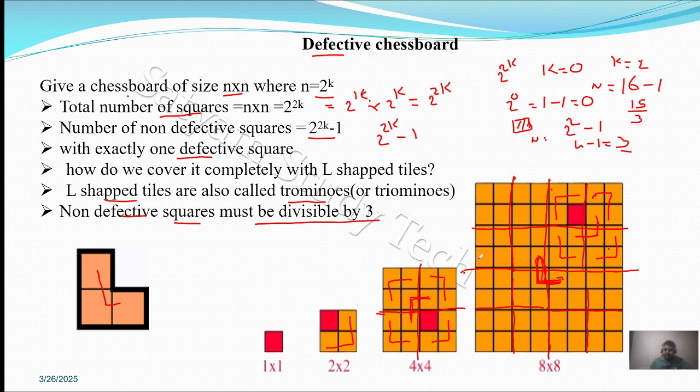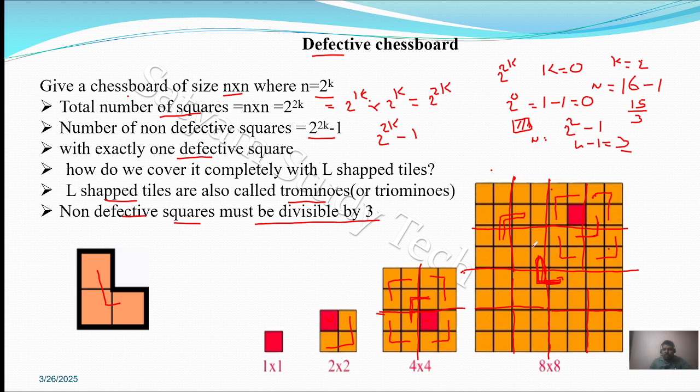Now we can see this is the problem, this another quadrant. In this another quadrant there is no defective one. Then how can we fill that? Here is already an L-shaped symbol. Now you can fill these three cells by using L-shaped symbol.